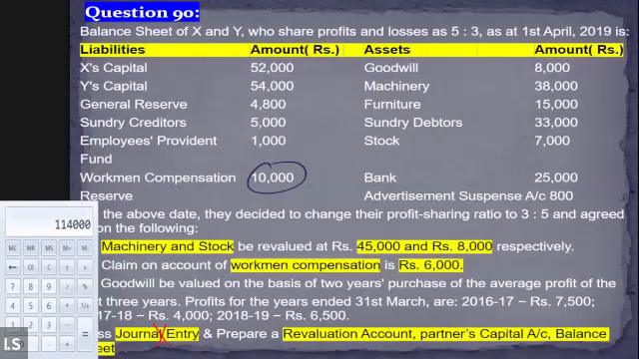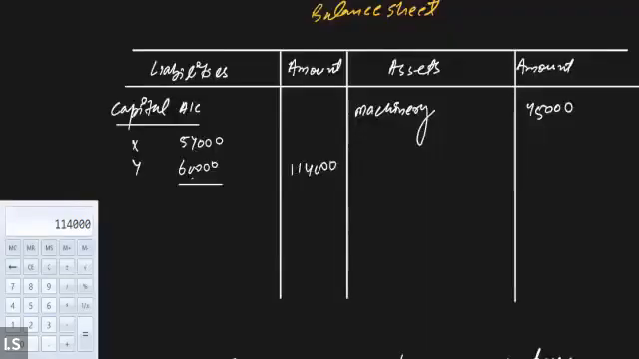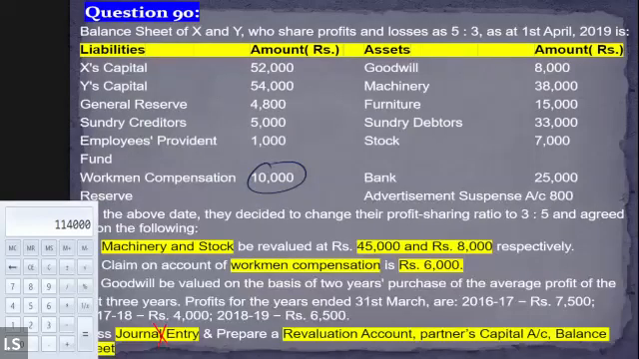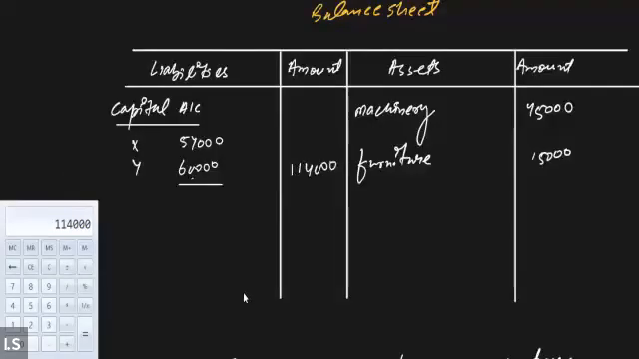And after that, just a minute, the value of the furniture remains unchanged, I guess. Yeah, furniture remains unchanged. So furniture, the value of the furniture was 15,000. After that we have sundry debtors. The value of the debtors also remains unchanged, 33,000. So sundry debtors.